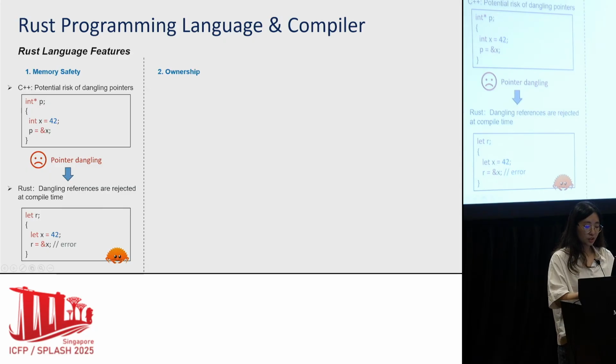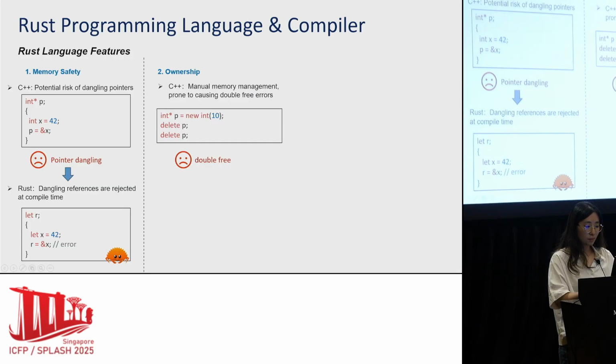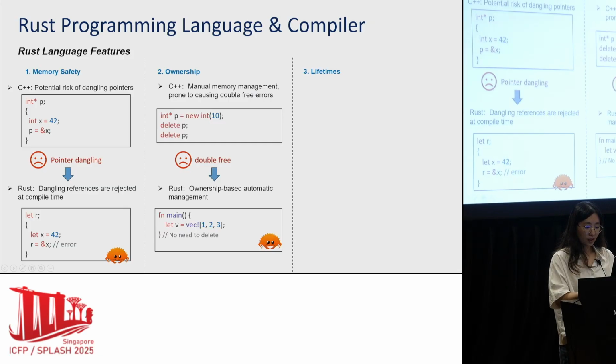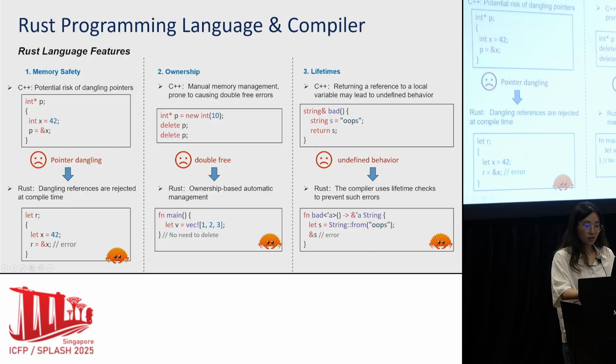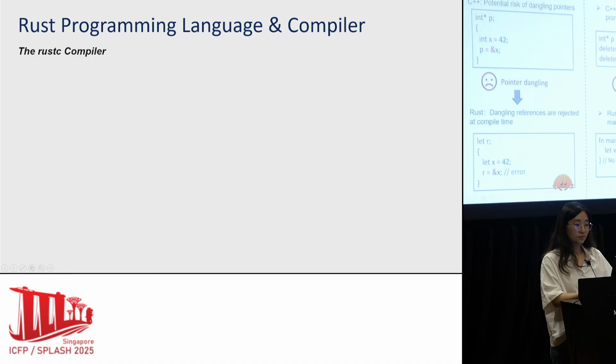Second is ownership. Double free errors may occur because of improper manual memory management. In Rust, we have automatic ownership management. Third is the lifetime. In C programs, returning a reference to a local variable can lead to UB because the variable goes out of scope. As for Rust, it uses lifetimes to check and prevent such errors.